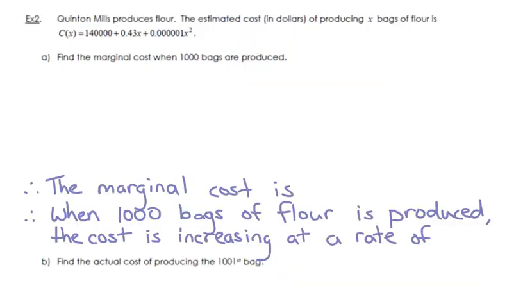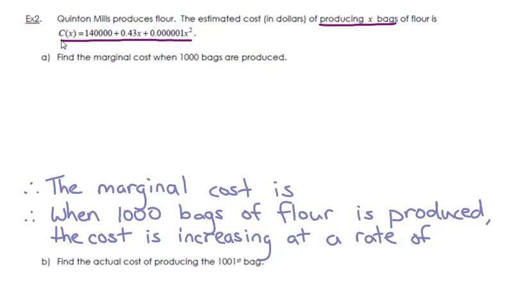Okay, so let's take a look at some examples. Example number 2. Quinton Mills produces flour. So the estimated cost in dollars of producing x bags of flour is, and then they gave you the original function. Again, I'm going to try to use the same colors that I used before. This is the cost function, and that is the function that describes how much it actually costs if they're producing a certain number of bags of flour.